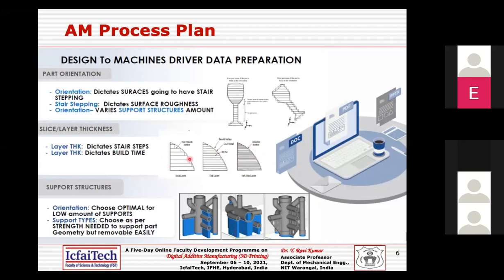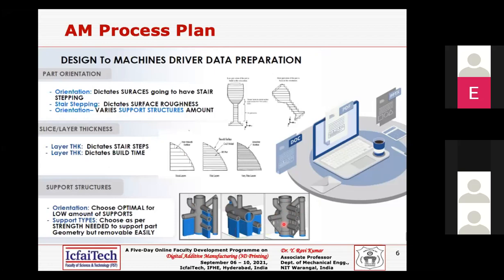So we need to come out with an optimum solution for this. And the next one is the support structure. If you vary the orientation, it may consume a different amount of support structure. Means the quantity of support structure it is going to consume will vary from one orientation to another orientation. Even so, to minimize the support structure, you can come out with a design for additive manufacturing strategy for minimizing these supports.